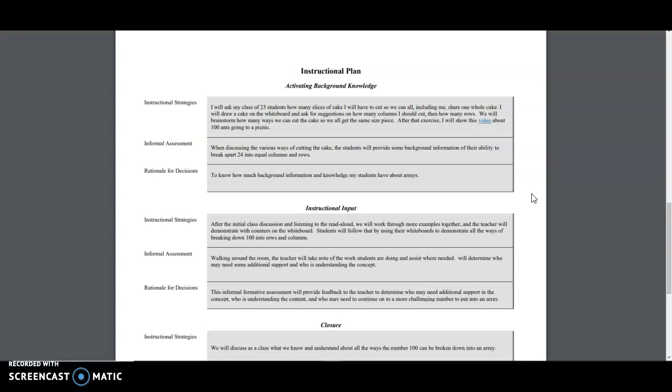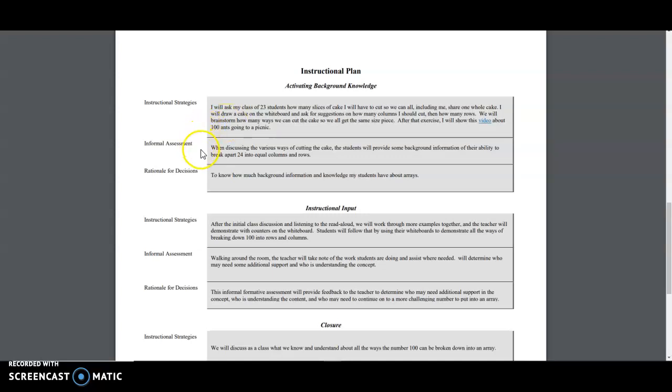After that exercise, I will show the video of the read aloud about 100 ants going to a picnic. So in this video, the ants begin in a single file line and they're trying to get to a picnic so they can have some lunch. And throughout the book, they go into more simplified arrays until we get down to 5 rows of 4.